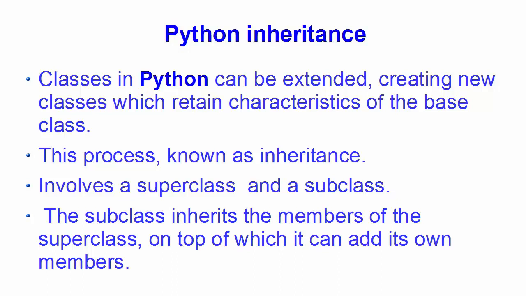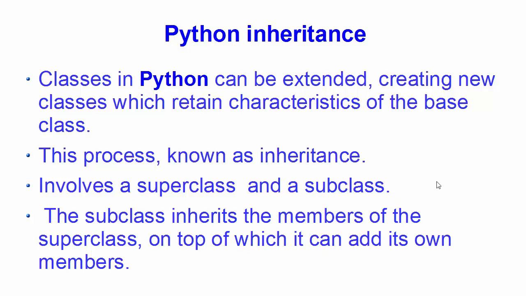One is a superclass and the other is a subclass. The subclass inherits members of the superclass, on top of which it can add its own members, for example any other member methods or variables. So here the subclass is the one doing the borrowing of the members, and the superclass is the one from which the subclass borrows these member methods and variables.